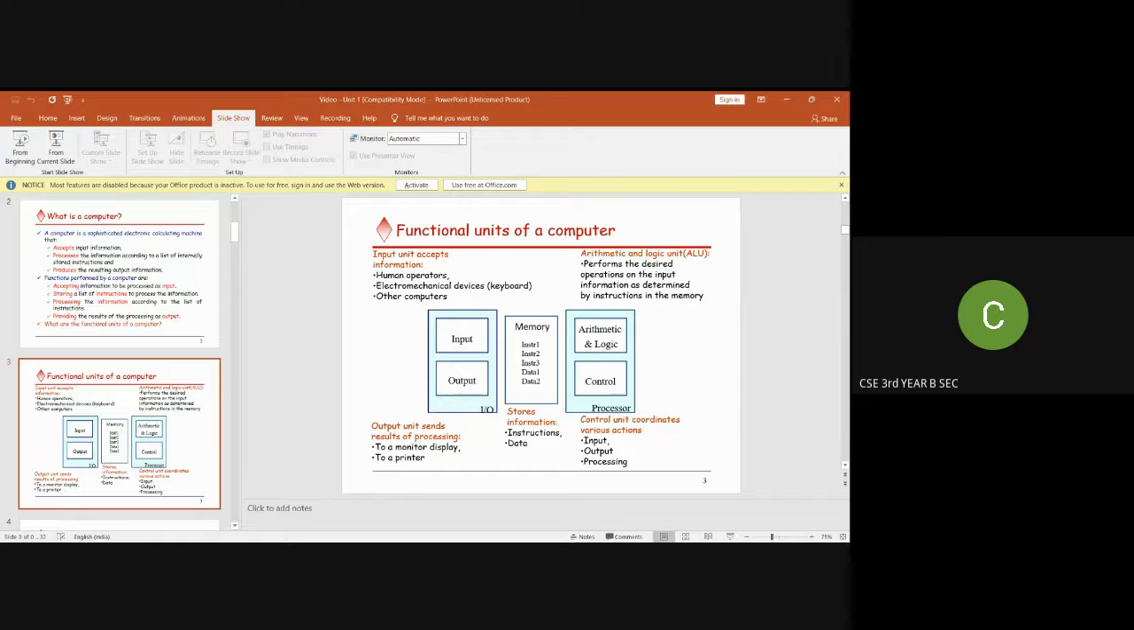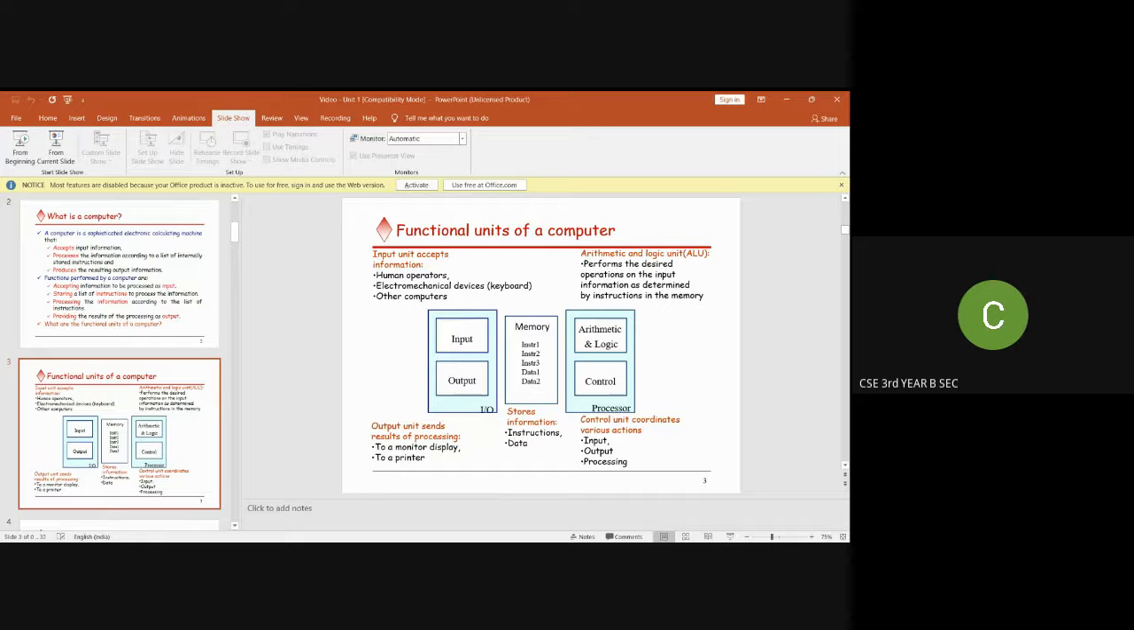And the next one is the arithmetic and logic unit. The ALU performs all the desired operations on the input information, and the result is to be given to the output unit. The ALU performs all the arithmetic and logical operations.